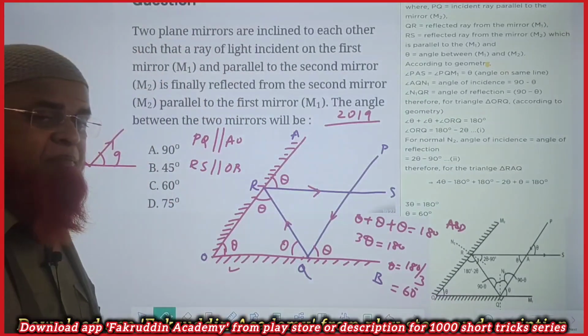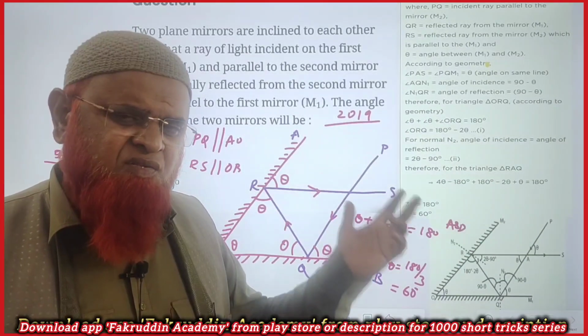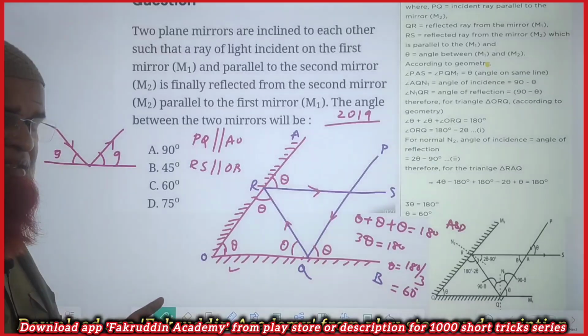I have solved the problem in a different way instead of going to the complex methods. It is such an easy way to understand. You can just understand this one. Okay.